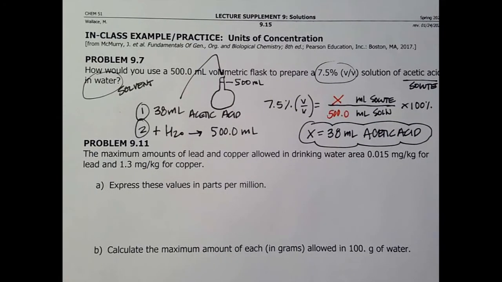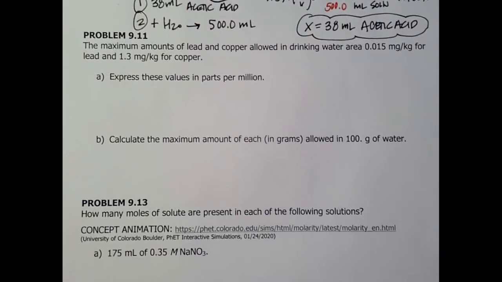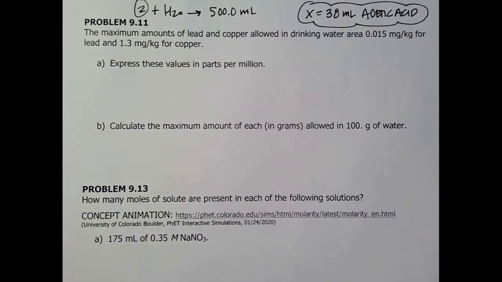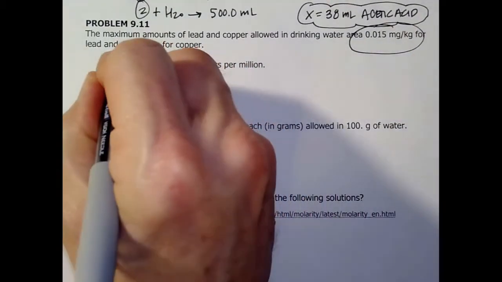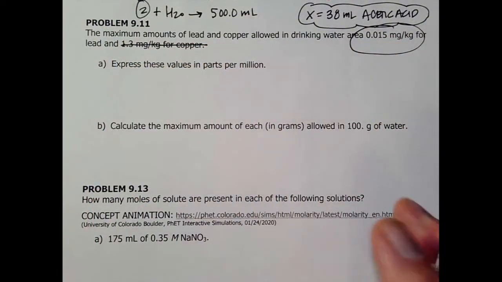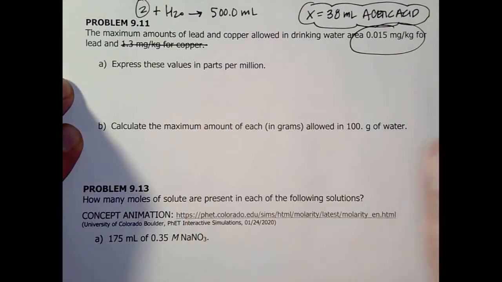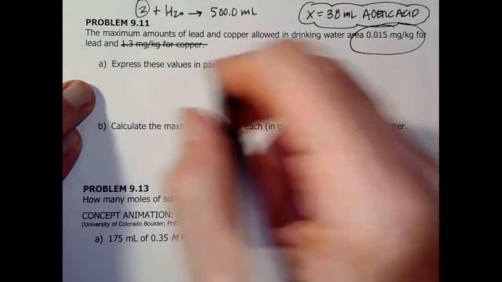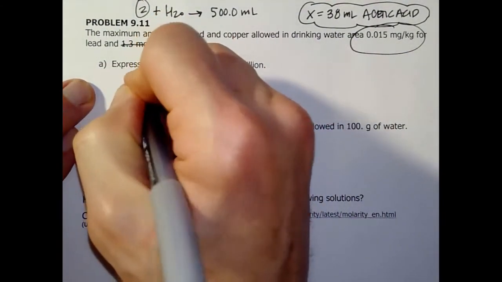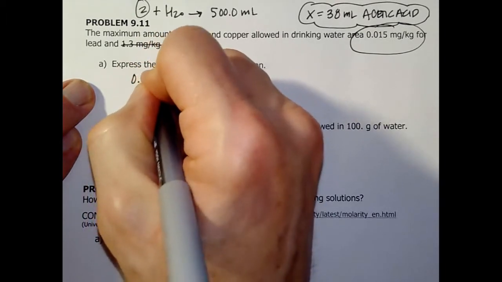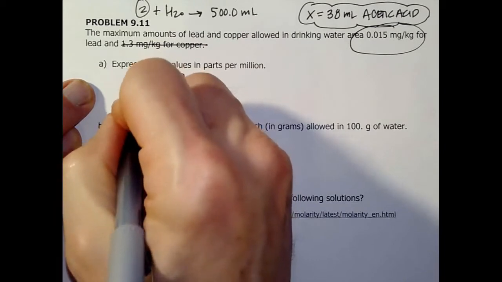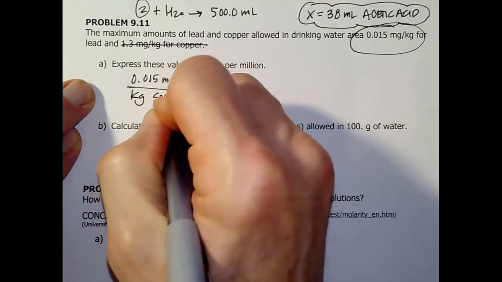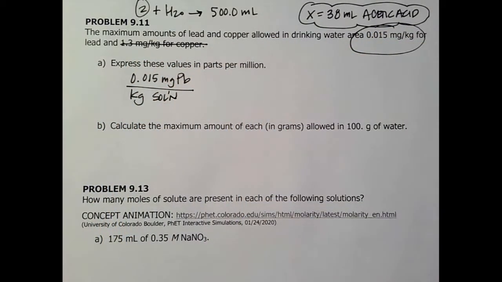ppm, 9.11. What is this? Let's just do the lead. So parts per million, no matter what, it's going to be solute, 0.15 milligram of lead per kilogram of solution, which is the drinking water.